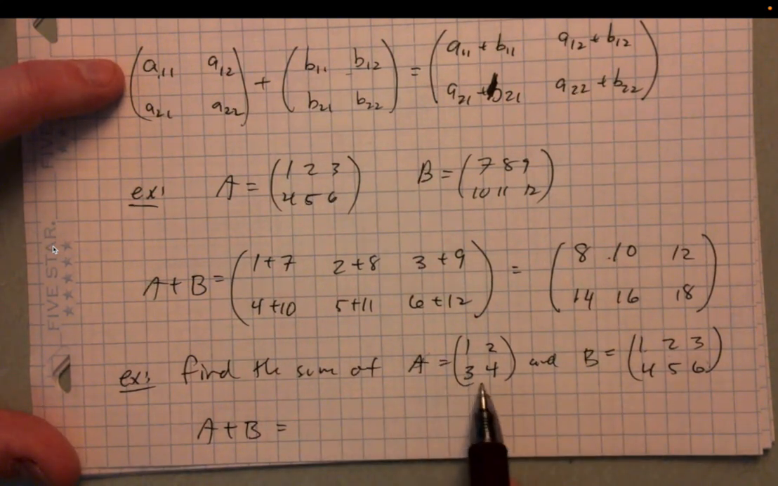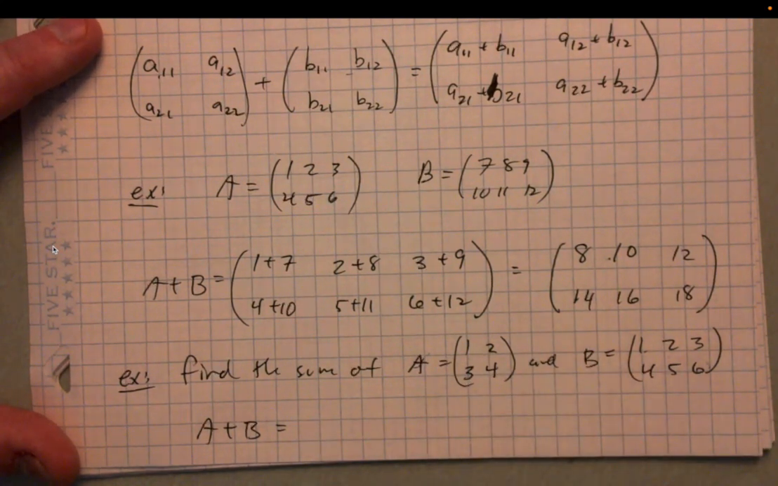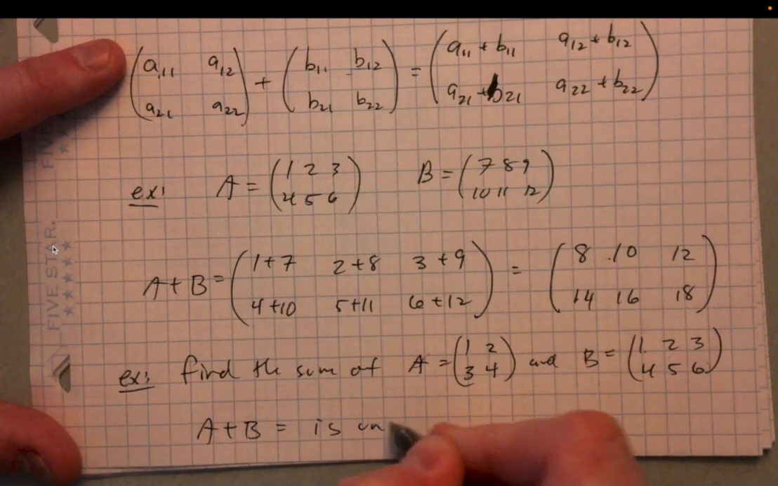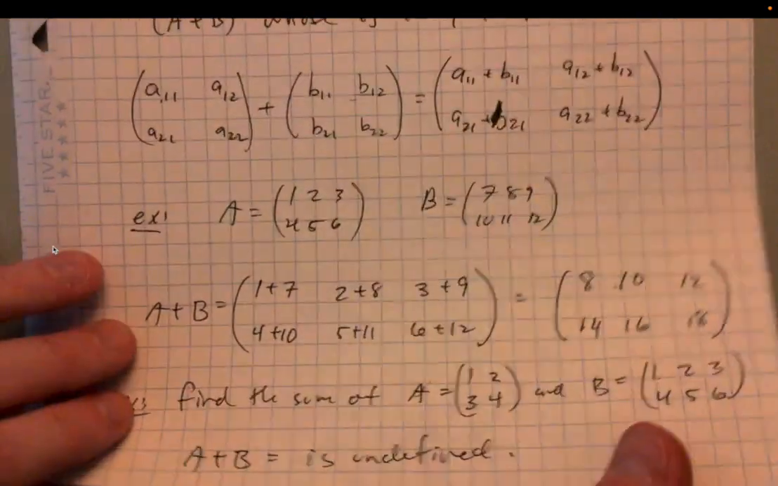So in this case, because this is a 2 by 2 matrix and this is a 2 by 3 matrix, the addition of these two matrices is undefined. So A plus B is undefined. Right? We don't define addition on matrices where the sizes are distinct. Okay, so to add two matrices, they must have the same dimension. All right, no problem. So that's what we mean when we talk about matrix addition.